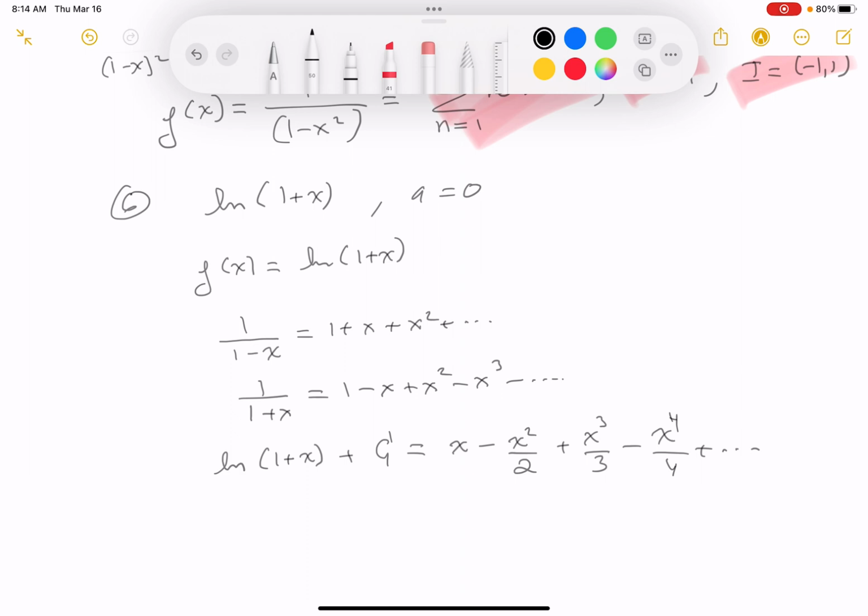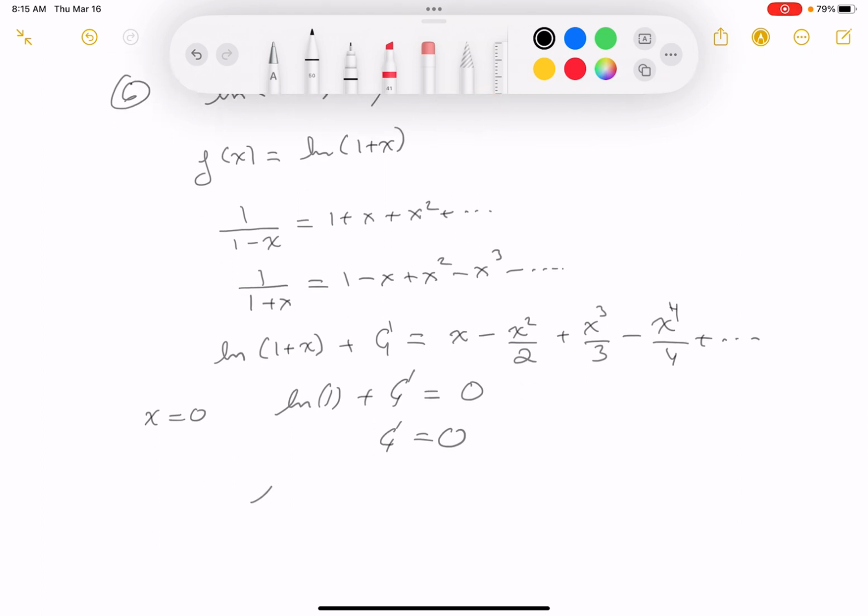I need to figure out the c. And what you need to do is pick an x to figure it out. The easiest x for me to pick would be x equals 0. And what do you get over there? The natural log of 1 plus c. And if you put x equals 0 on the right-hand side, it's just 0. What's the natural log of 1? It's 0. So c must be 0, because 0 plus 0 is 0. So now I know this. I know the natural log of 1 plus x is equal to this over here.